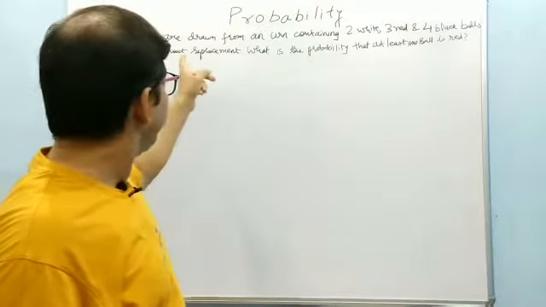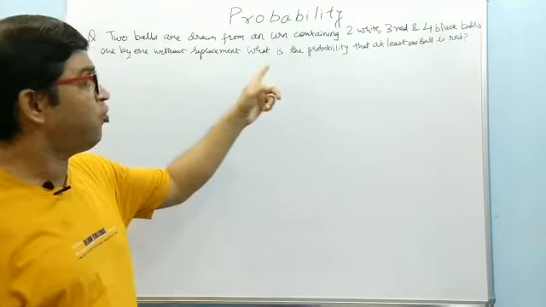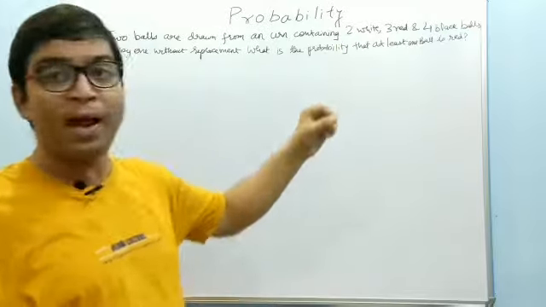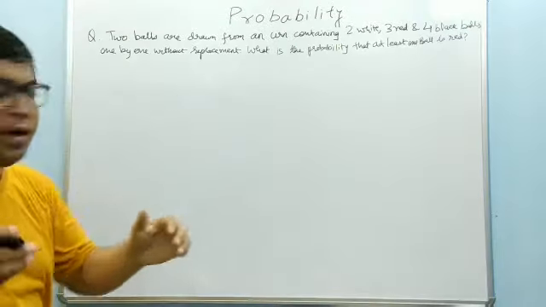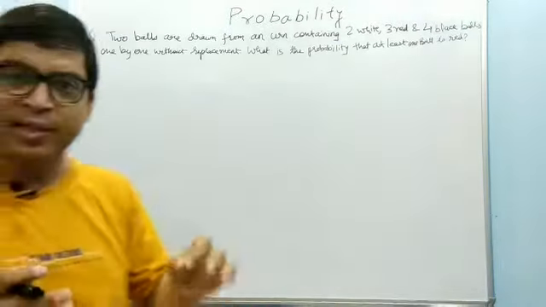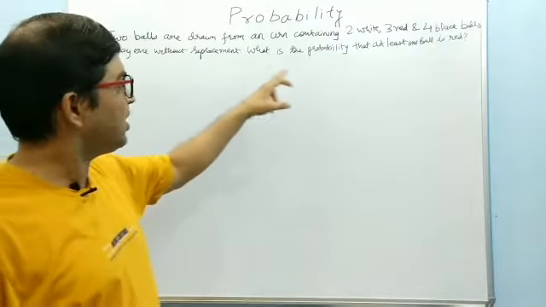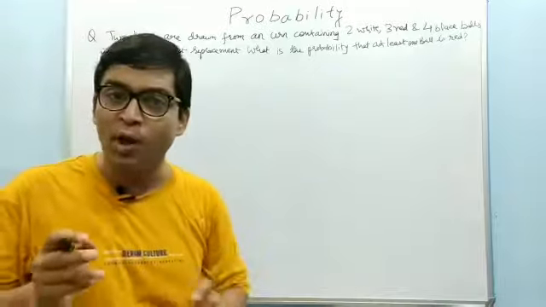In this question, we see that 2 balls are drawn from an urn containing 2 white, 3 red, 4 black balls, one by one without replacement. That means one ball is drawn and then thrown away. What's the probability that at least one ball is red?